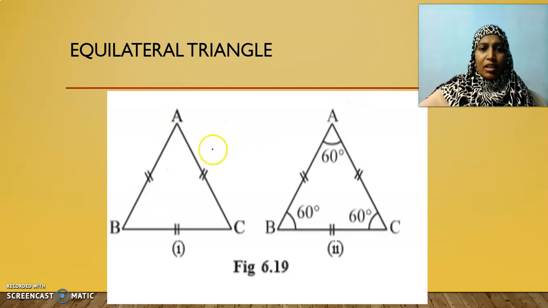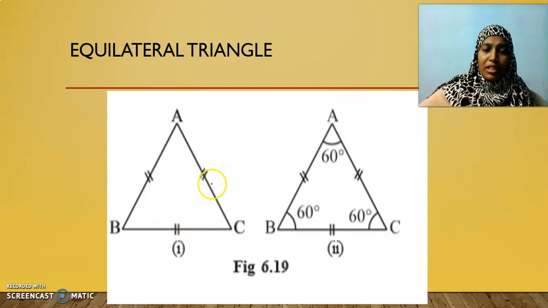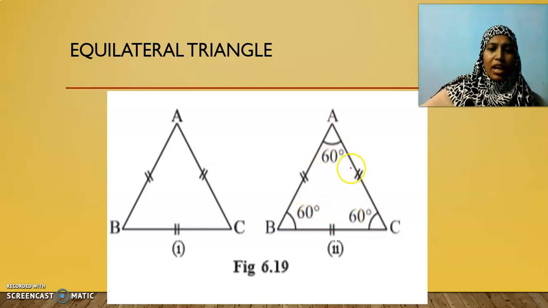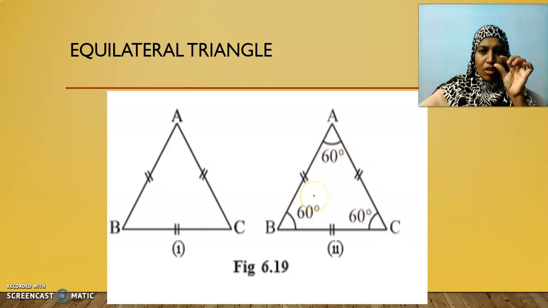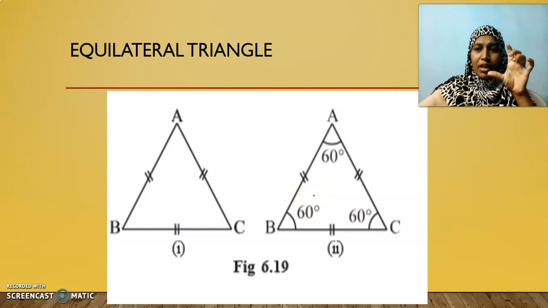Do you understand? Their side length measurement alone will change, but their angles will not change. All their angles will be 60 degree only. In an equilateral triangle, always the angles will be 60 degree. We will have small equilateral triangle, big equilateral triangle.